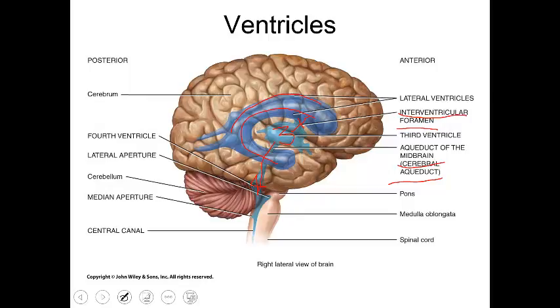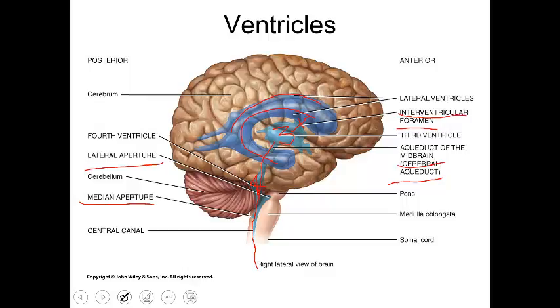Now, the fourth ventricle goes back down into the central canal of the spinal cord. And there are two offshoots to it. Those two offshoots are one on the medial side and one on the lateral side. So the one on the medial side is called the median aperture. The one on the lateral side is called the lateral aperture.